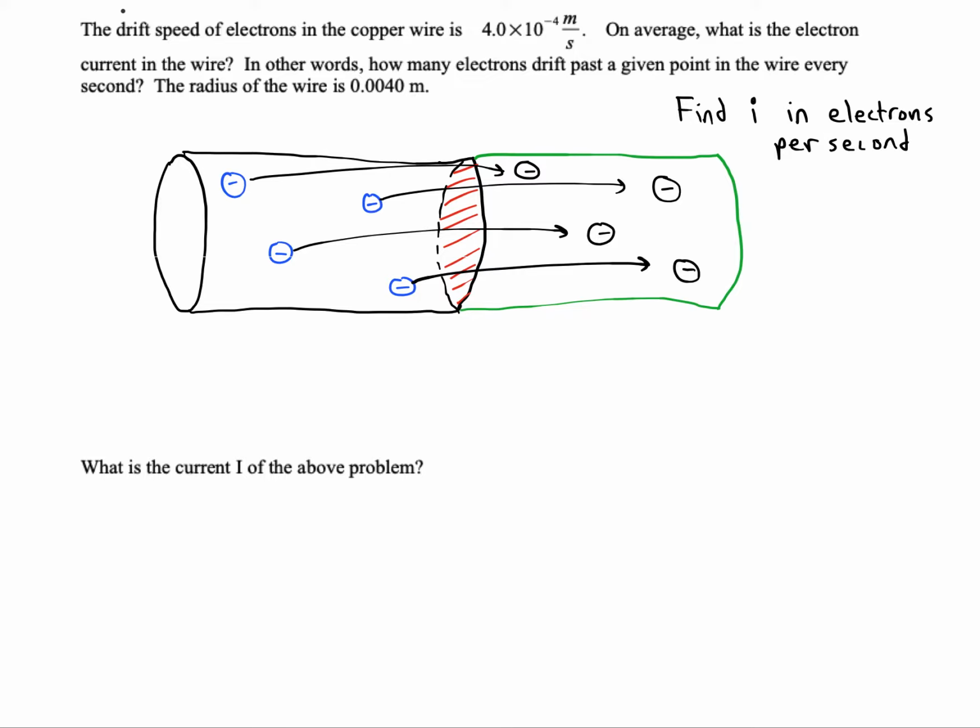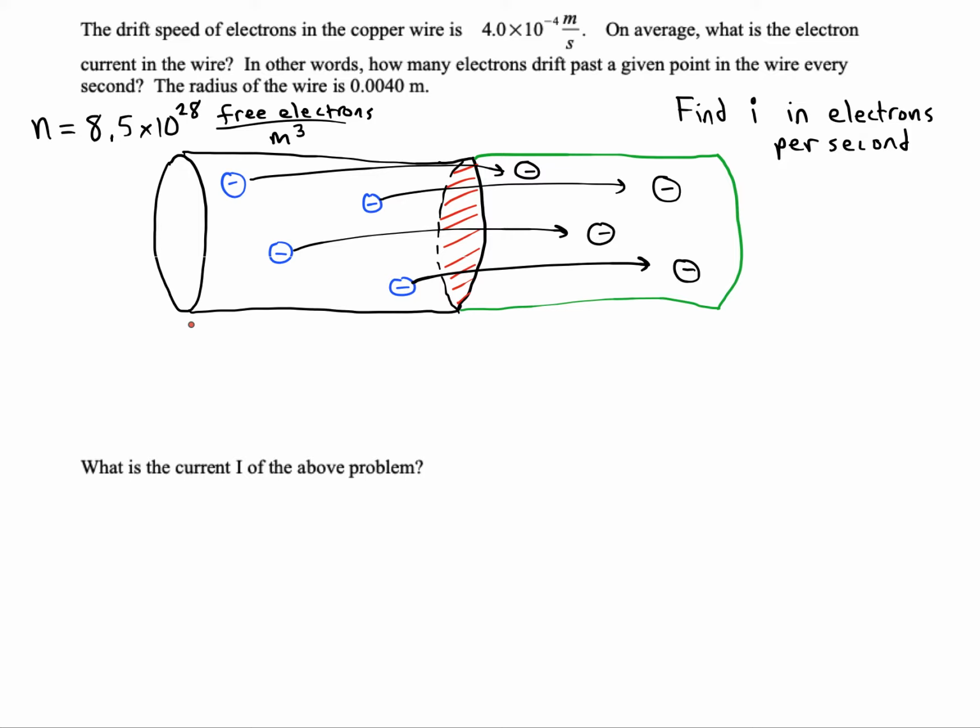Now, first of all, it's worth noting that copper has a free electron density of 8.5 times 10 to the 28th free electrons per cubic meter of the conductor's material. That's something that can be looked up in tables or perhaps on google.com, for example. And this is the value for copper, and other metals could have different free electron densities as well.